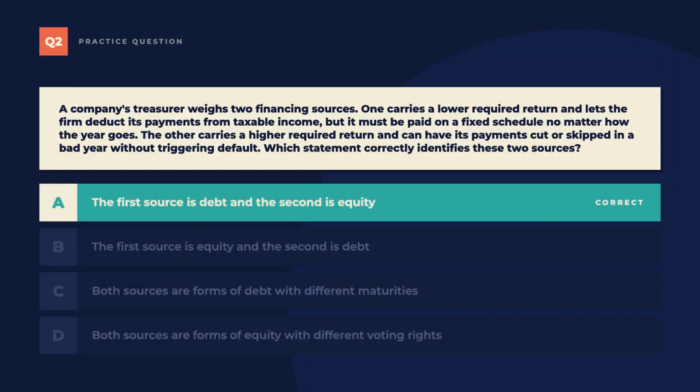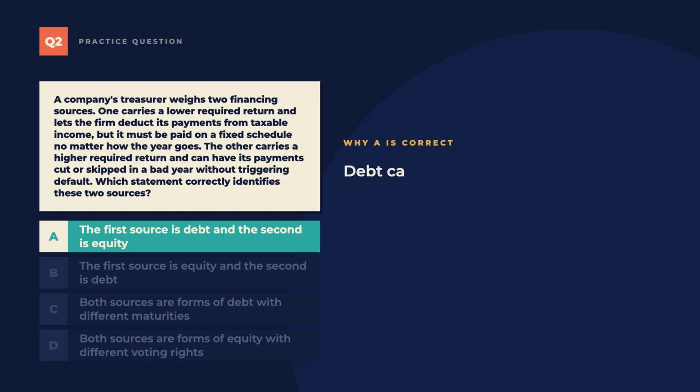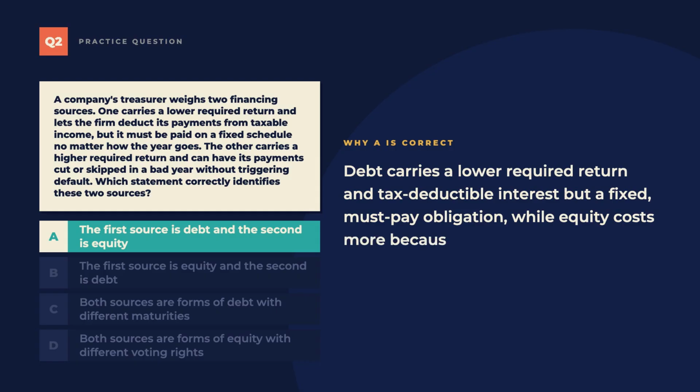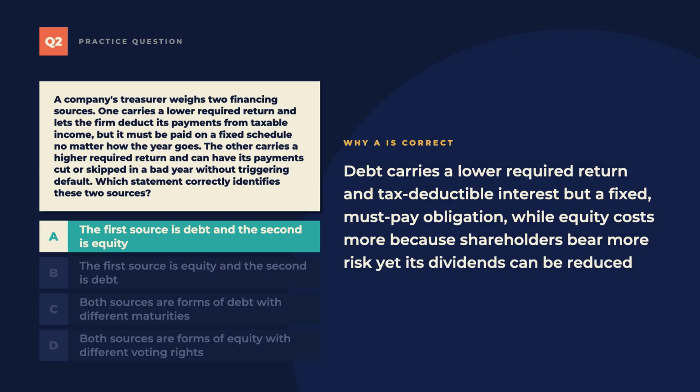The correct answer is A. The first source is debt and the second is equity. A is correct because debt carries a low required return and tax-deductible interest but a fixed must-pay obligation, while equity costs more because shareholders bear more risk, yet its dividends can be reduced or skipped without default. That matches the first source and second source descriptions exactly.